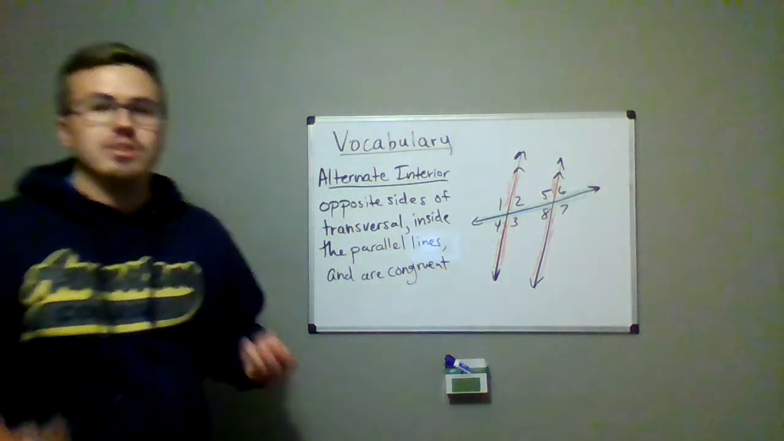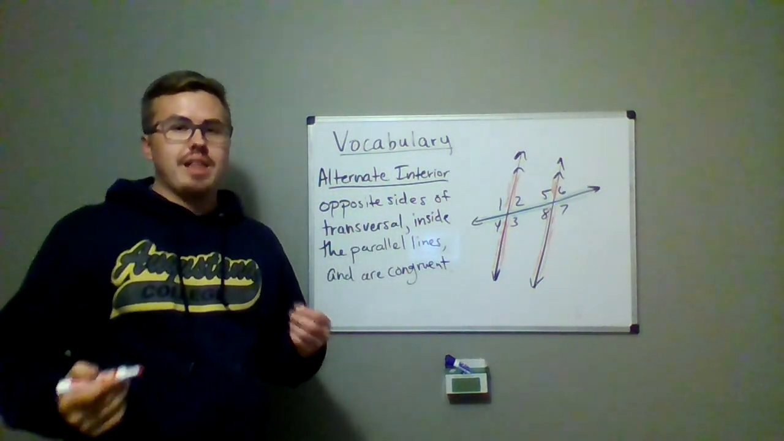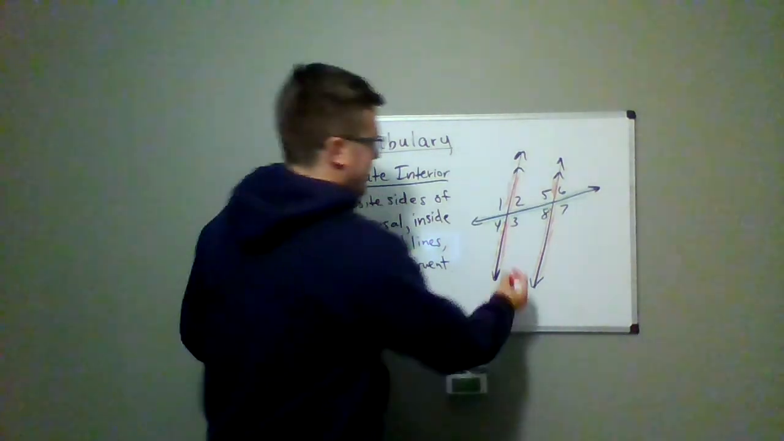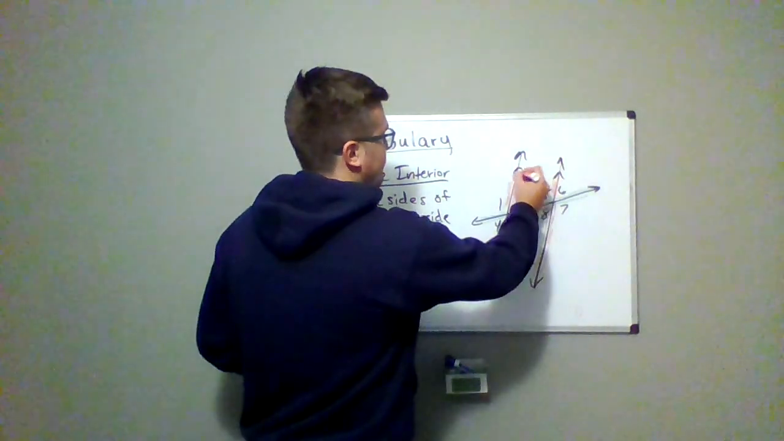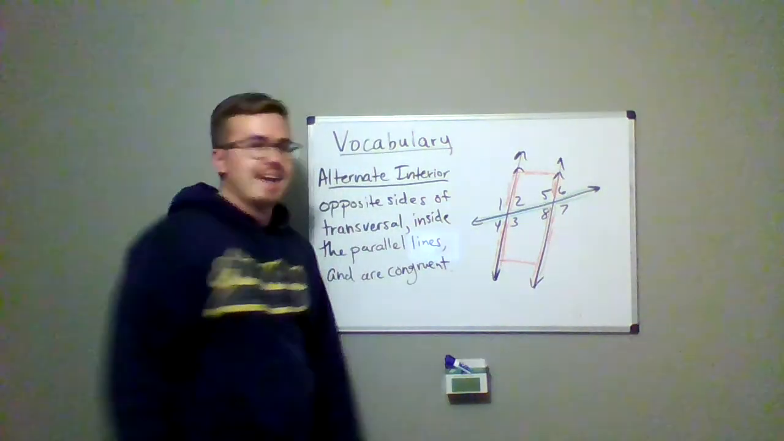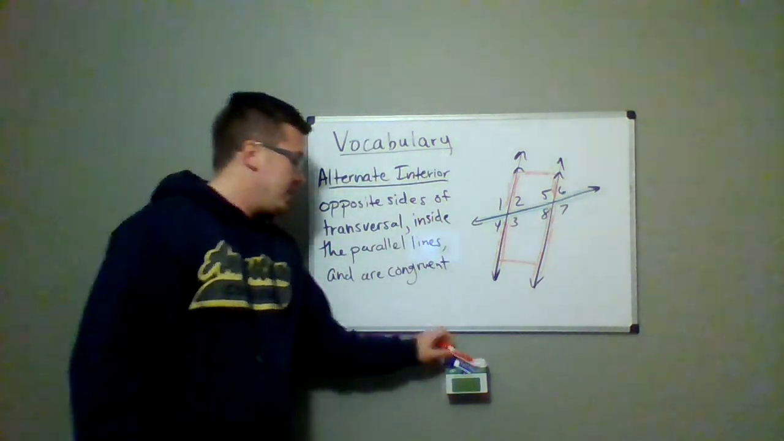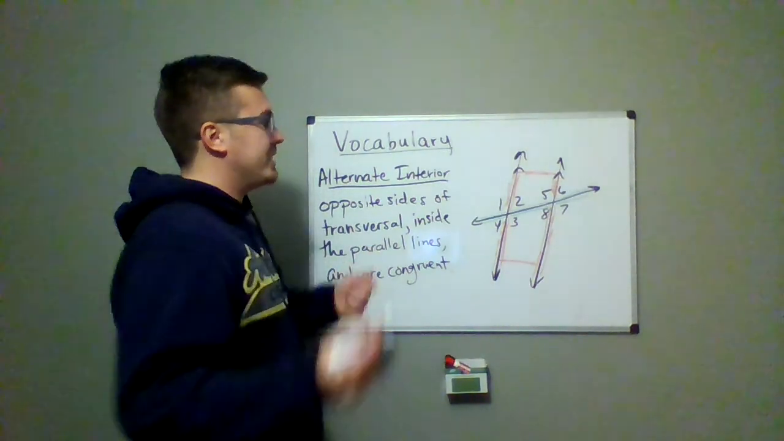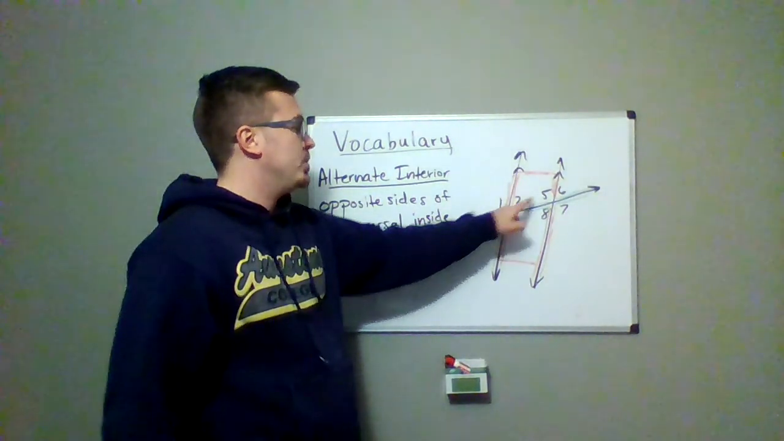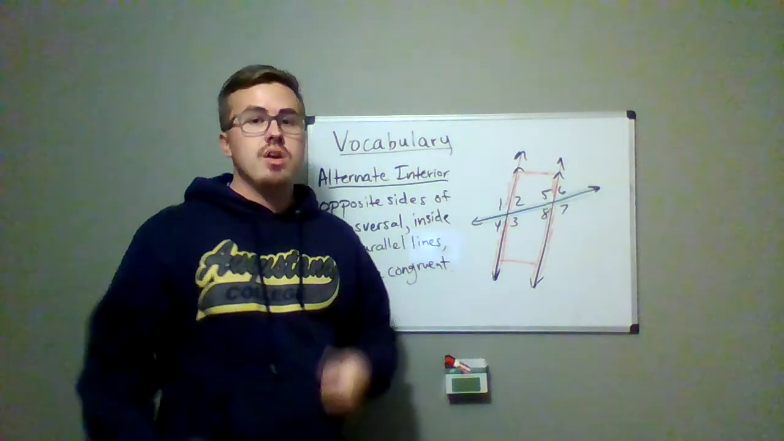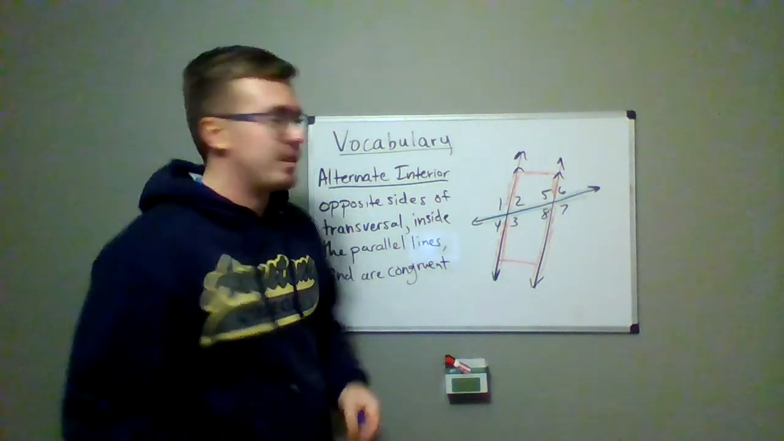And I need the angles that are inside those lines. So my inside, if I make this into like a box, if I put lines at the bottom and the top, I need the angles inside that box. So if I choose an angle inside the box, I've got four options. I've got 2, 5, 3, and 8. Those are my four angles inside the box.